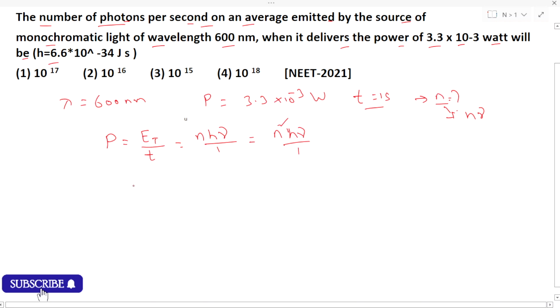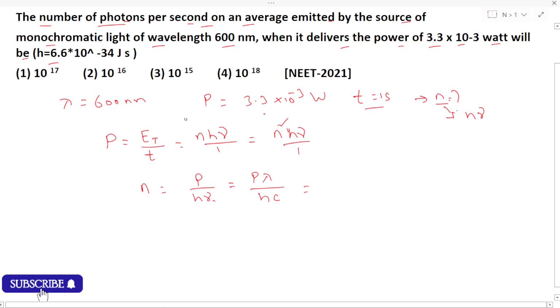From here, n can be written as n = P/(h nu), where nu is frequency, which can be written as c by lambda. If I write c by lambda, what will I get? n = P lambda/(hc), where c is the velocity of light. Now let us substitute.